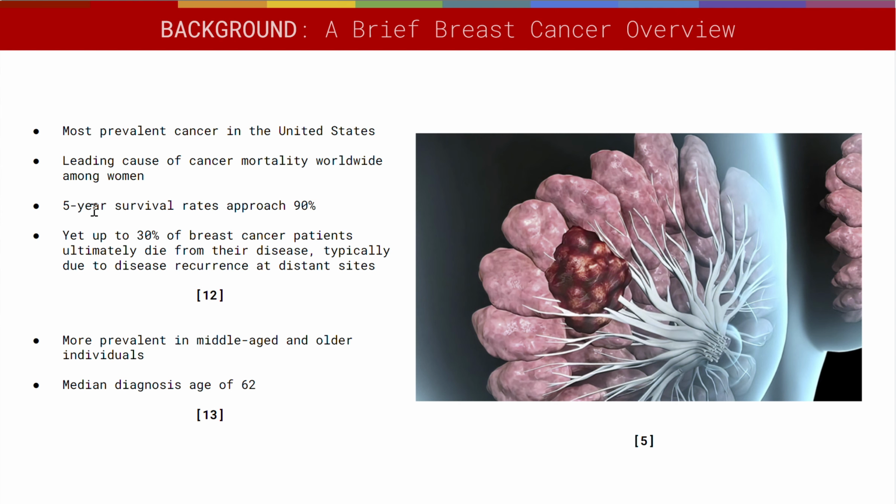It has a 5-year survival rate. I mean, within 5 years, the survival rate approaches 90%. But even though, 30% of breast cancer patients ultimately die from their disease just because of its recurrence at distant sites, and that means it's due to spreading potential. So, out of those 90 that recover within 5 years, 30% of them will ultimately die because of metastasis. And it's more prevalent in middle aged and older individuals, where the median age of diagnosis is 62.